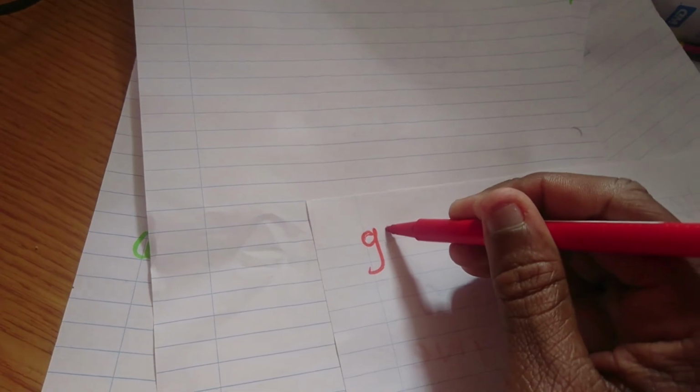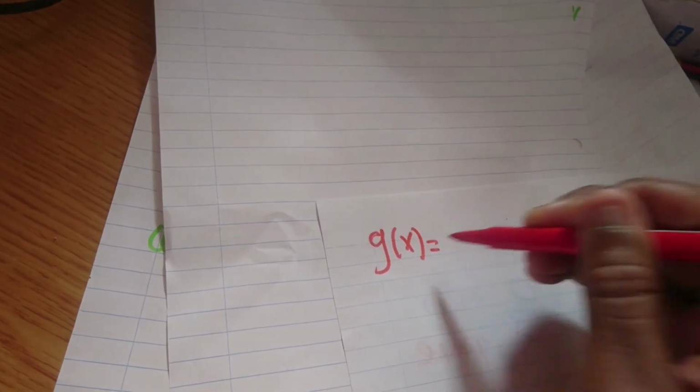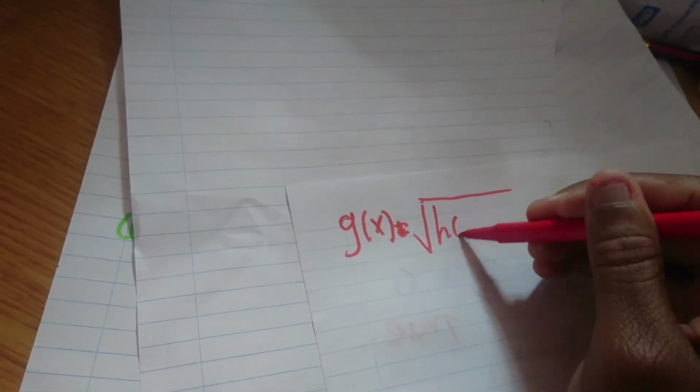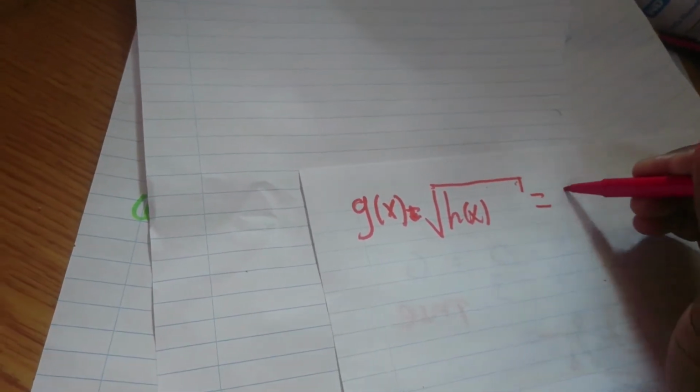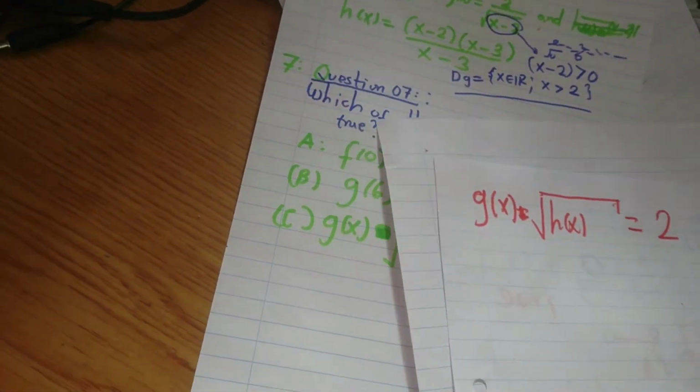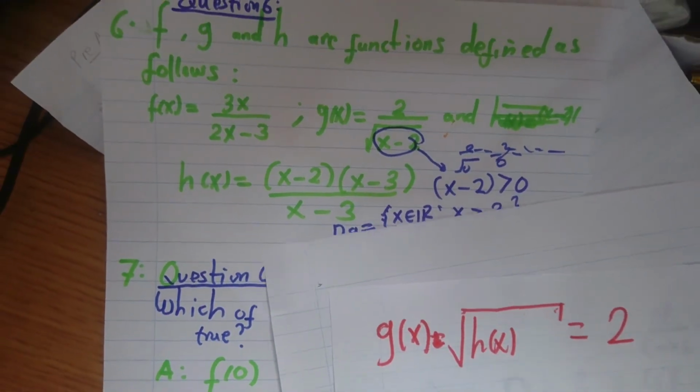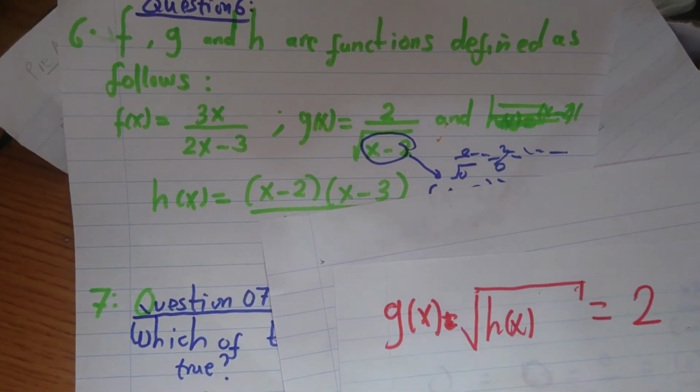So for C, they say g of x times square root of h of x. They say if you simplify this, it must be equal to 2. Now, what is g of x? We have a g of x, we have h of x. Our g of x is given here. We have it here, man. It's 2 over square root of x minus 2.